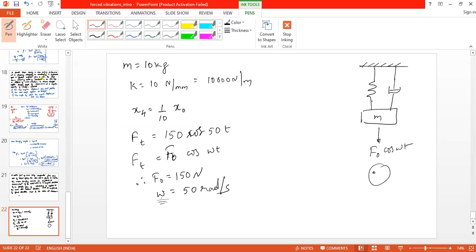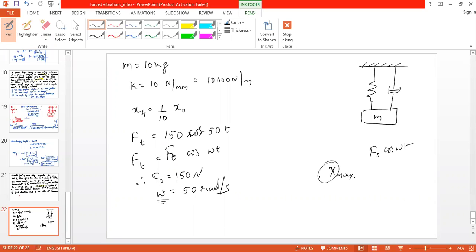Assume that there is a motor to which a connecting rod is connected to the mass, and this rotor will rotate. Okay, you can assume it like that. So now we need to find the amplitude of forced vibration, or the value of x maximum. And what is the value of x at resonance?